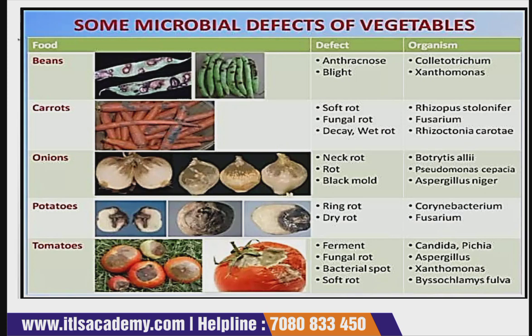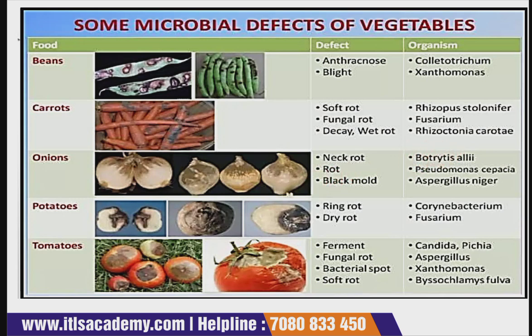Second is the carrot. If you see the surface of the carrot, there is a blackish thing present on it. The defect is soft rot, or you can say fungal rot. Sometimes it is due to wet decay, and sometimes due to wet rot. What is the organism leading to this type of defect? The first is Rhizopus stolonifer, and the second is Fusarium.